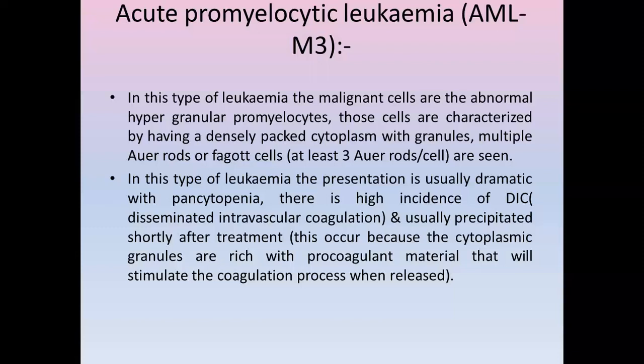While there it's usually the same scenario: patients usually come with pancytopenia and a high incidence of DIC, as I mentioned, disseminated intravascular coagulation. So the patients come with pancytopenia and bleeding tendency, epistaxis, menorrhagia for the female. Usually they come like this, with ecchymotic bleeding, purpuric rash, and so on. It is usually precipitated after treatment. This occurs because the cytoplasmic granules are rich with procoagulant material that will stimulate the coagulation process when released.